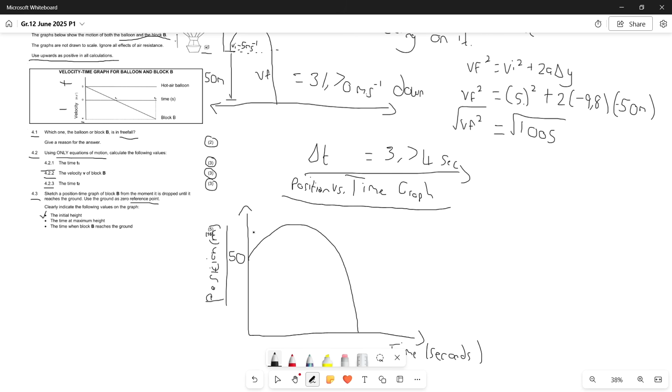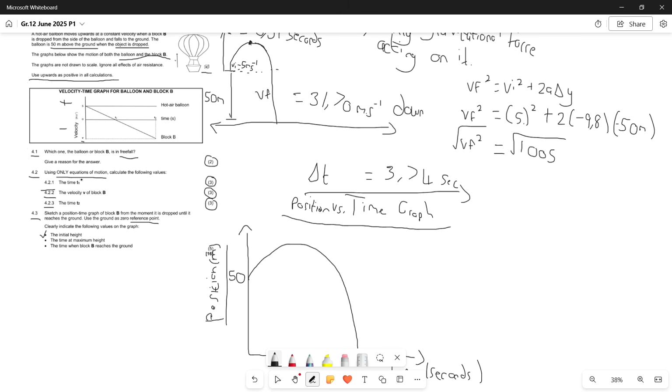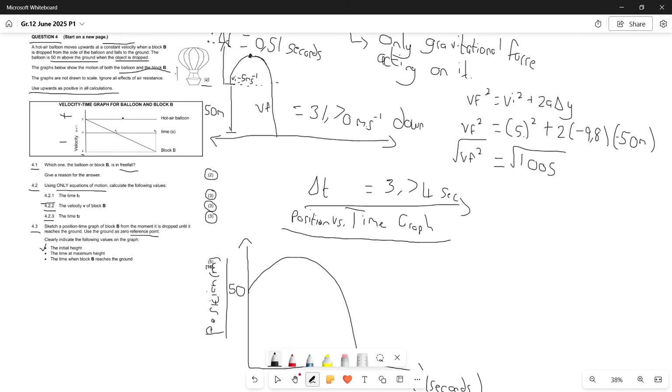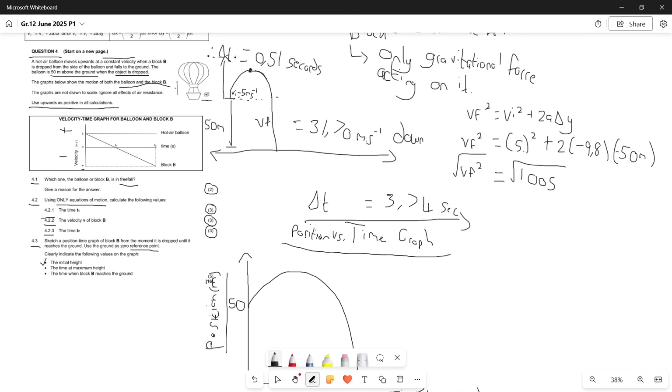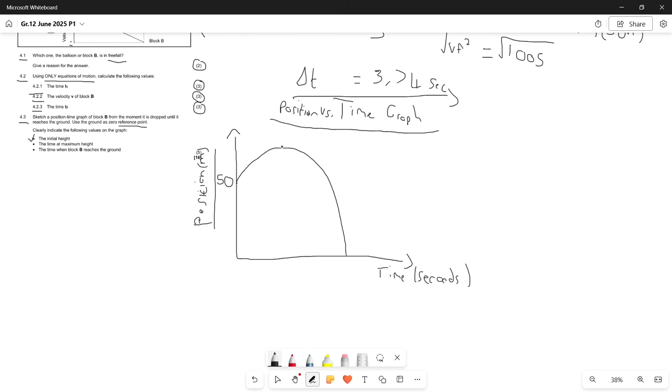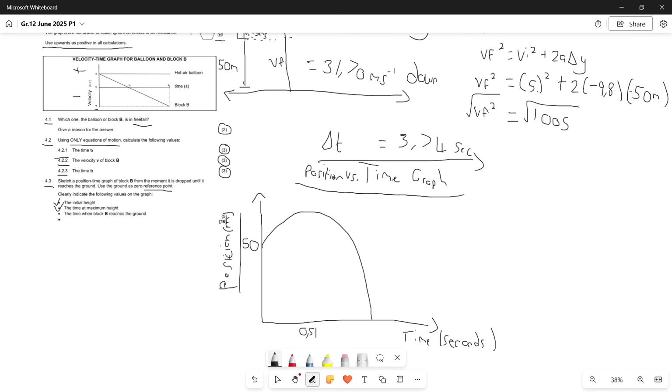The time at maximum height. So that is the time t1 when it reached 0 all the way up here. And we had the time here from our previous question. It was 0.51 seconds. So let's say that is our peak over here. Plot 0.51 over there. And then the last bullet point they want from us is the time when block B reaches the ground.